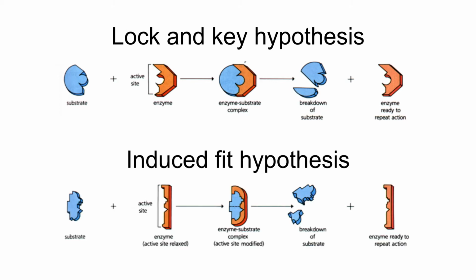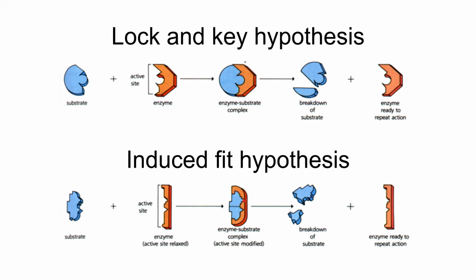Well, this is where the next model, the induced fit model, the induced fit hypothesis, comes in. What the induced fit hypothesis states is that the enzyme has a specific tertiary structure and so a specific shape, but the active site is not initially complementary to the substrate. But as the substrate moves towards the active site, the enzyme changes shape. The substrate causes the enzyme to change shape.